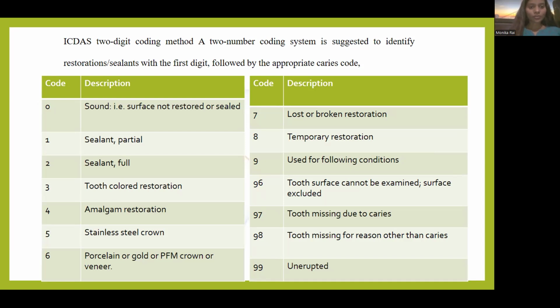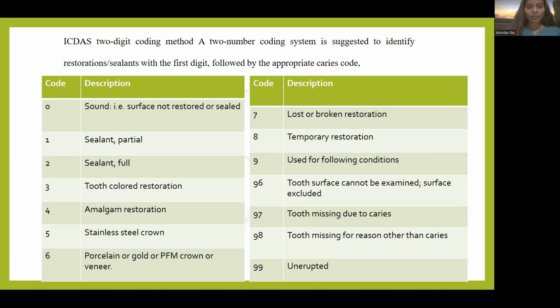0 we have sound surface not restored or sealed. 1 we have sealant partial. 2 we have sealant full. 3 we have tooth colored restorations. 4 we have amalgam restoration. 5 we have stainless steel crown. 6 we have porcelain or gold or PFM crown or veneer.